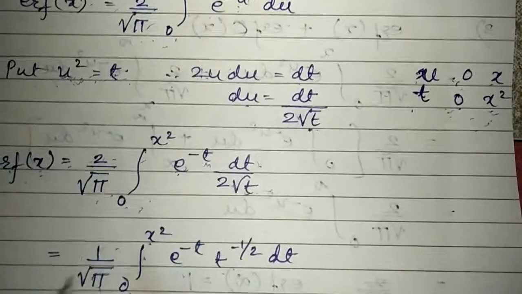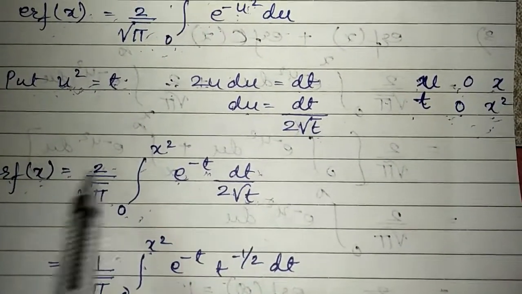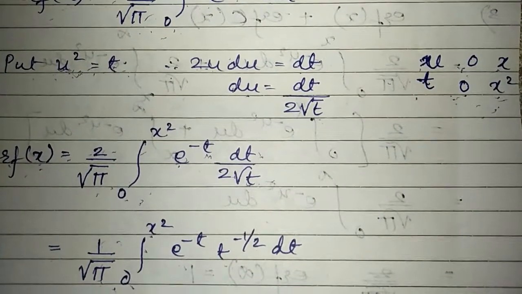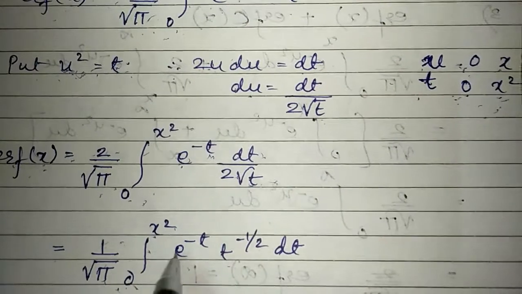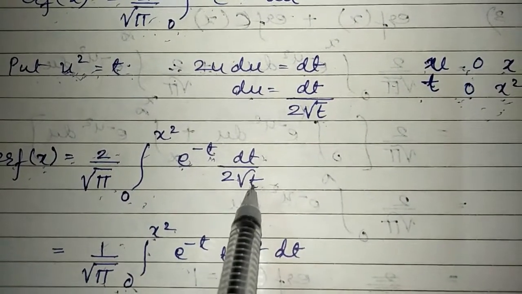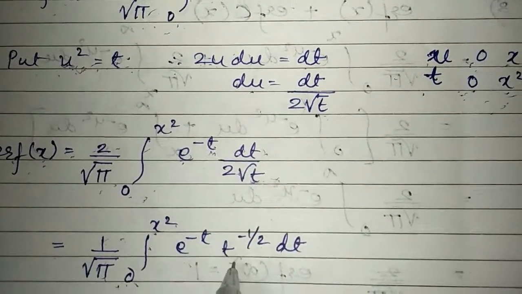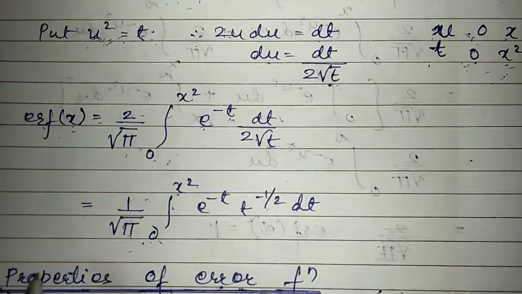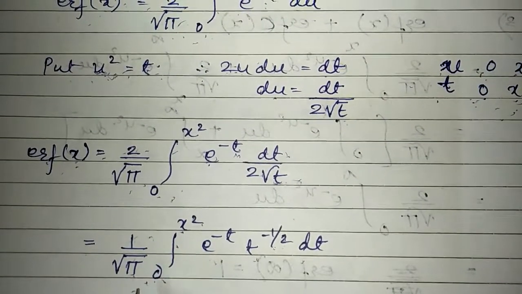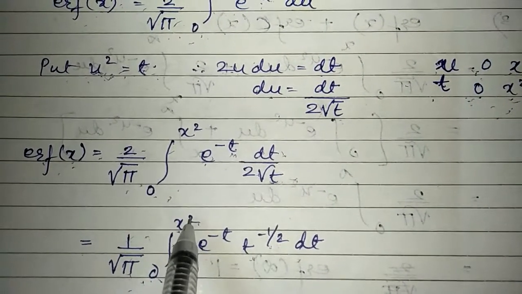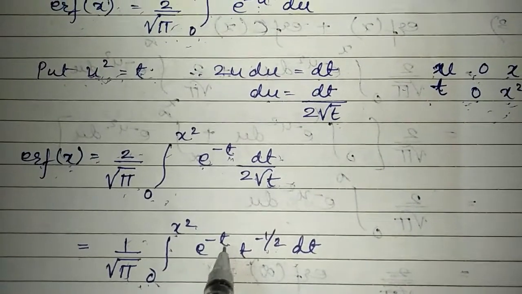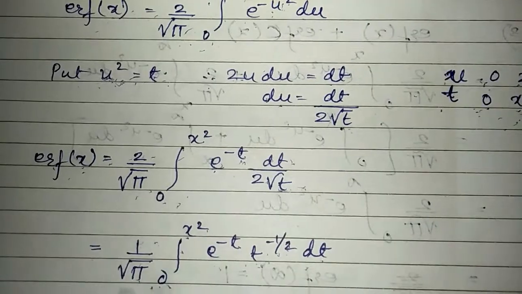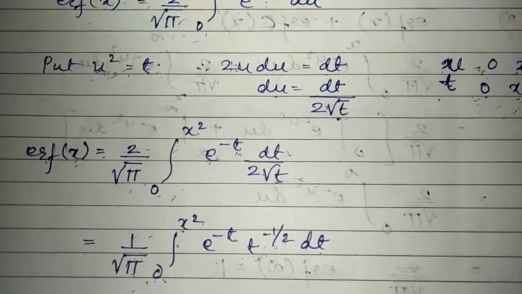This can be simplified as this 2 and this 2 will get cancelled. What we have is 1 upon root pi integral 0 to x square e raised to minus t, and this root t when taken in the numerator will be t raised to minus 1 by 2 dt. So error function of x is equal to 1 upon root pi integral 0 to x square e raised to minus t into t raised to minus 1 by 2 dt. This is another definition of error function of x.